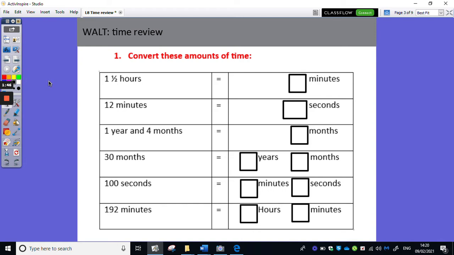Okay, let's get started. So this is question number 1, and what I'd like you to do is convert each amount of time. So I just want you to think beforehand, how many seconds are in 1 minute? How many minutes are there in an hour? How many months are in a year? And they also learnt how many days are in a week as well. So make sure you've recorded all of those. Maybe you want to write them down, and then you can get on with the question when you are ready. So pause the video, have a go at converting each one, and then come back when you're ready to mark it.